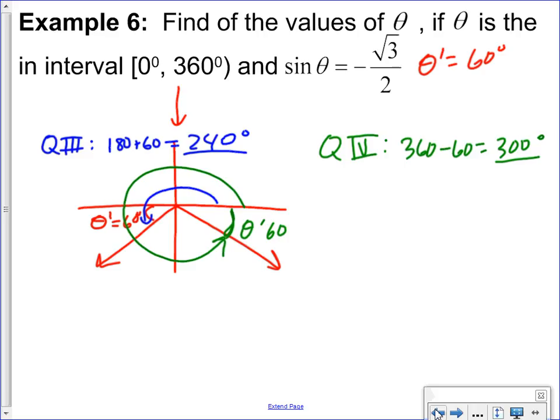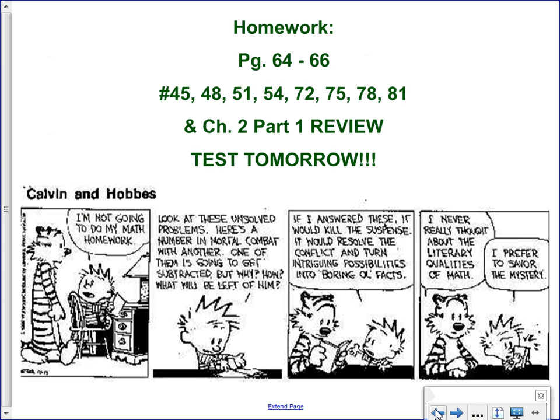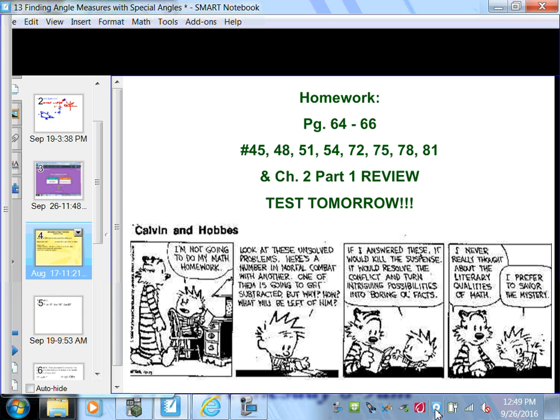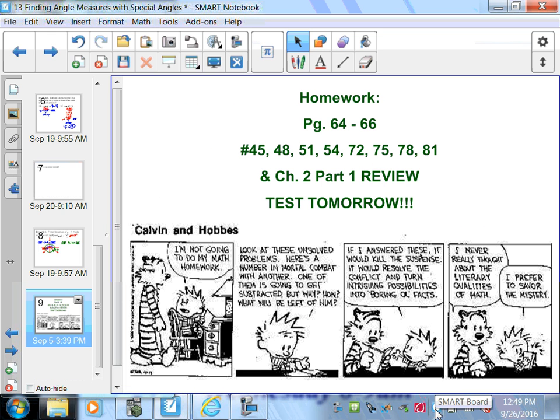That is it for the non-calculator portion. Tomorrow, we're going to go over your review on top of your homework, and then you should be ready for a really quick test. It's half multiple choice, half short answer. So again, it shouldn't take the entire block to take that test. Start on the page. I'm going to go ahead and give you the review right now.